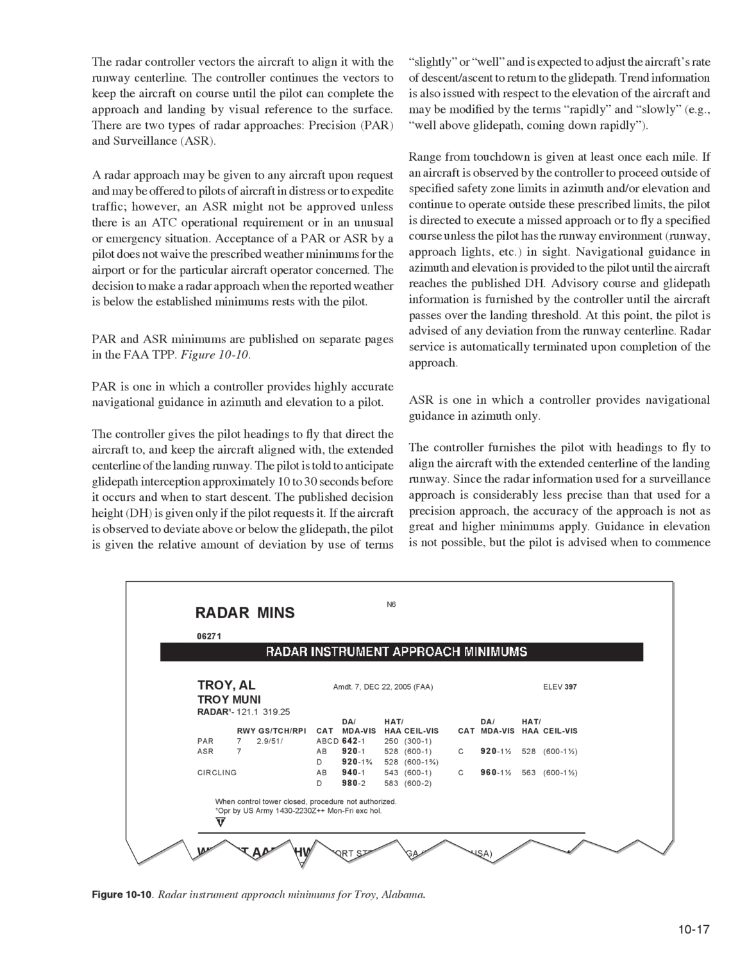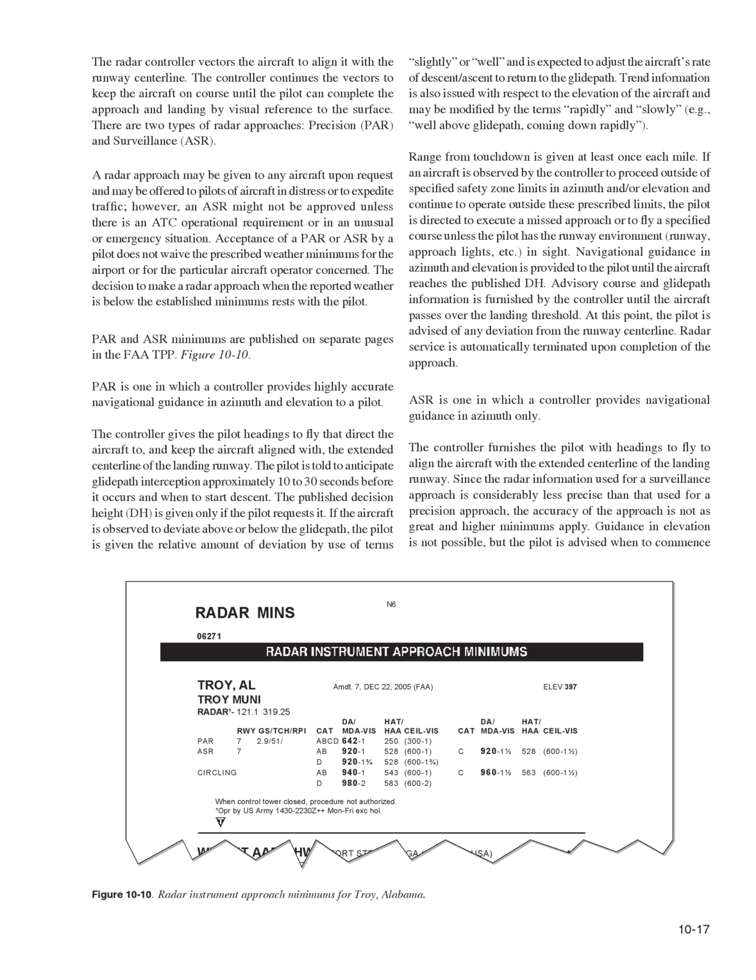However, an ASR might not be approved unless there is an ATC operational requirement or in an unusual or emergency situation. Acceptance of a PAR or ASR by a pilot does not waive the prescribed weather minimums for the airport or for the particular aircraft operator concerned. The decision to make a radar approach when the reported weather is below the established minimums rests with the pilot. PAR and ASR minimums are published on separate pages in the FAA TPP.